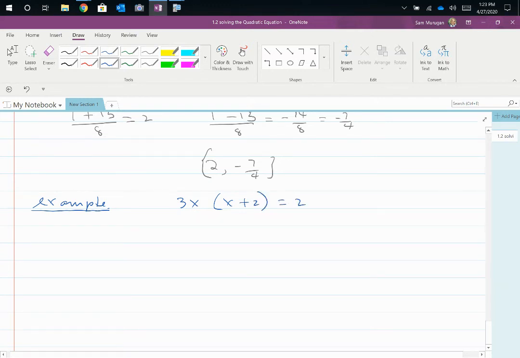So this does not look like a quadratic equation, but we want to solve for x. So we're going to distribute first to give 3x squared plus 6x is equal to 2. So 3x squared plus 6x minus 2 is equal to 0. A is equal to 3, B is equal to 6, and C is equal to negative 2.